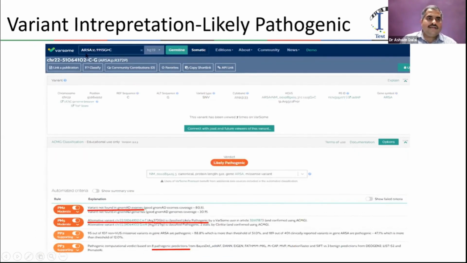Now we look at the next variant. This is a variant in the ARSA gene at this position. This variant is classified as likely pathogenic. So why is it classified as likely pathogenic? Here again we see the evidence. This variant is not found in the normal population, and there is a variant present at this particular location but with a different amino acid, and prediction software predict it as disease causing. This variant is a missense variant, whereas the earlier variant was a nonsense variant. So here we do not have enough evidence to classify this variant as pathogenic. Hence, it is retained as likely pathogenic.